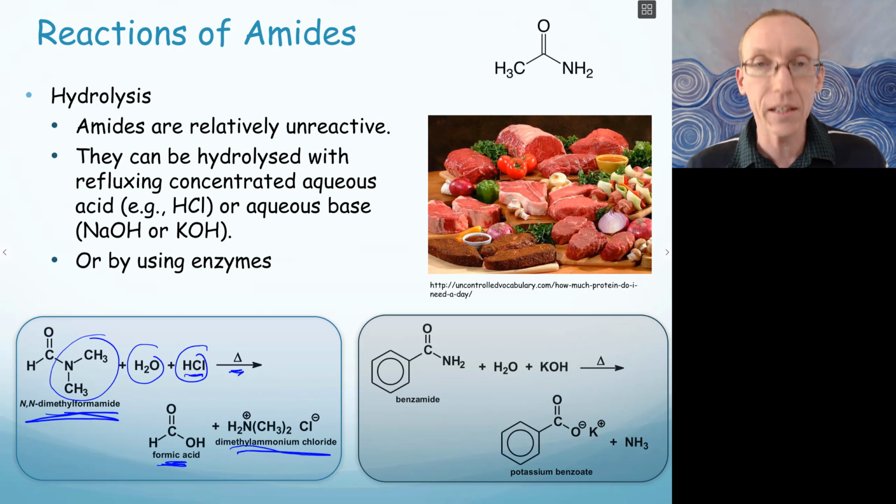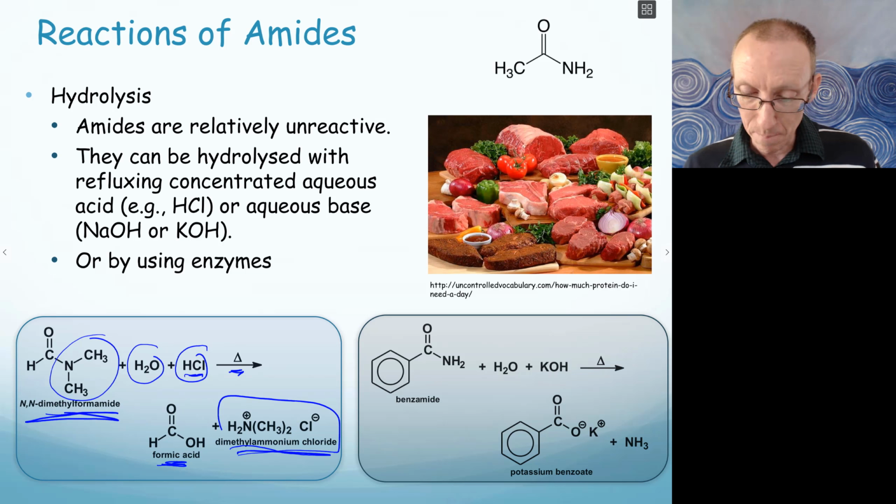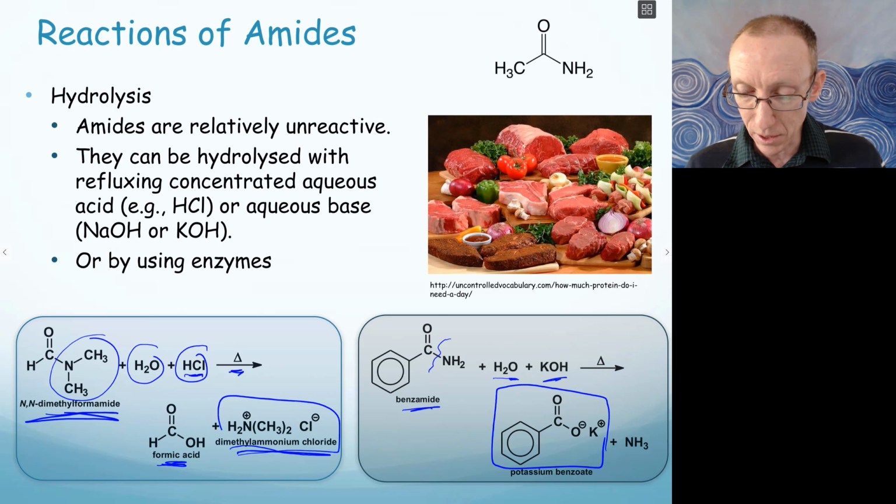Because we're doing it with the acidic conditions, the amine is basic, so it gets protonated, and we make the ammonium salt. Benzamide, this compound here, if we treat it with water and a base, we're going to hydrolyze it across here to give benzoic acid, but then that's in the presence of a strong base, so the benzoic acid will be deprotonated to give the benzoate, and the other byproduct will be this amine, which is actually just ammonia in this case.